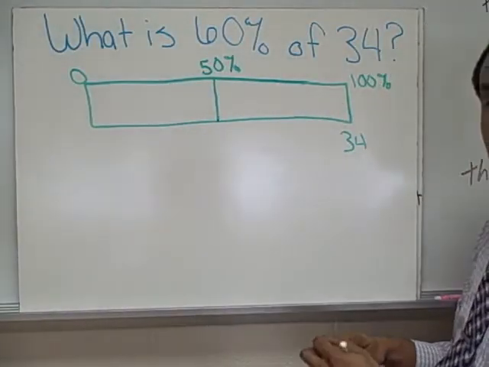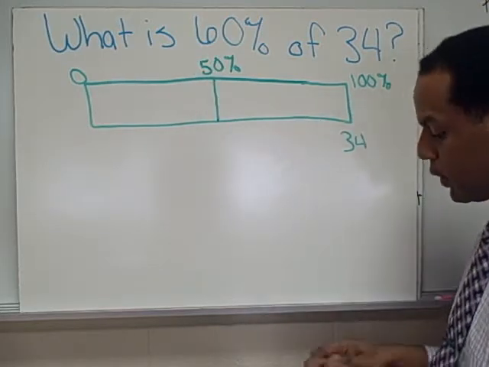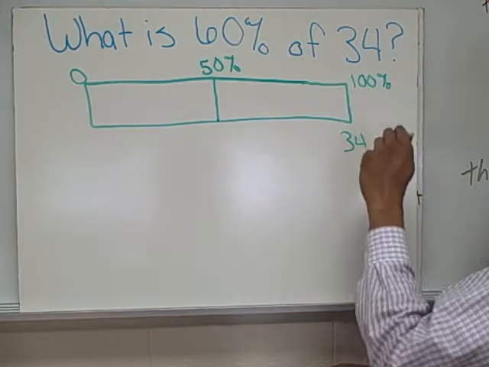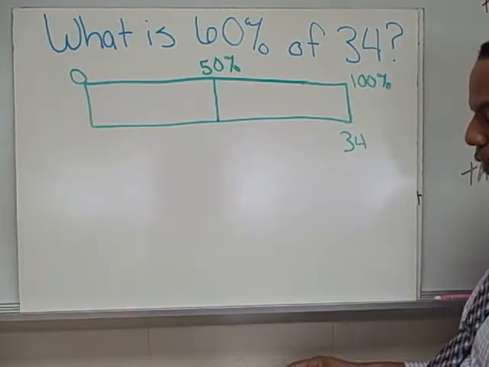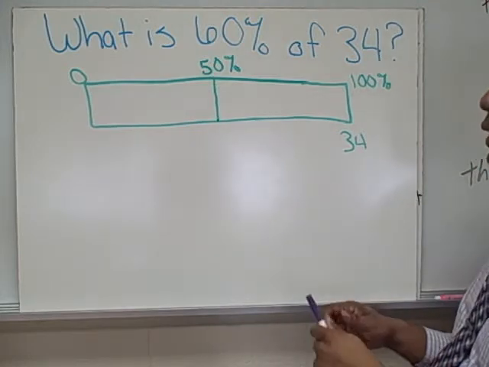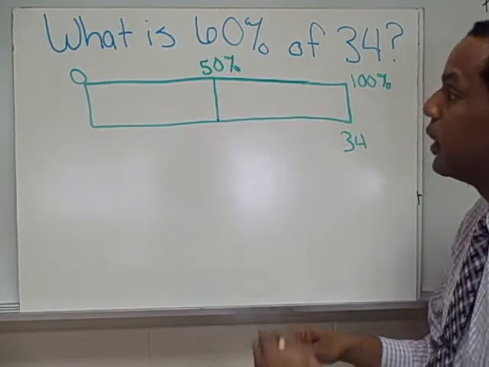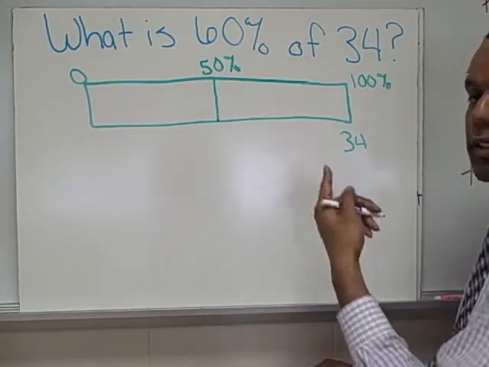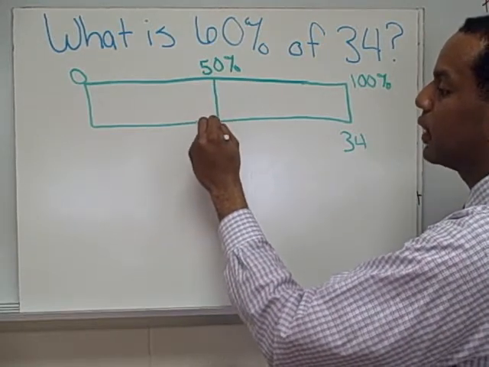Now, we're going to use a percent bar to show what is 60% of 34. So, I draw my percent bar, and 34 is my 100%. So, since I'm trying to find what 60% is, I'll figure out what 50% is. Well, I would just divide 34 by 2, and that would give me 17.